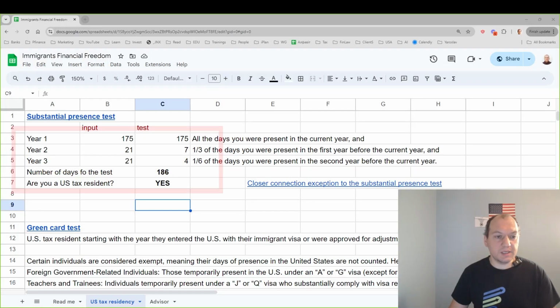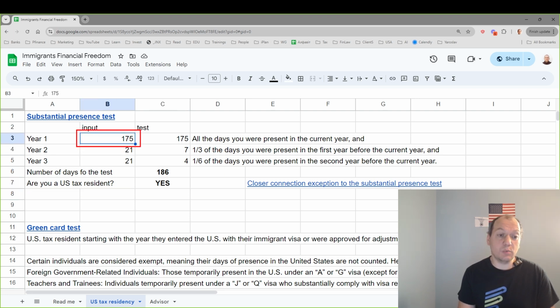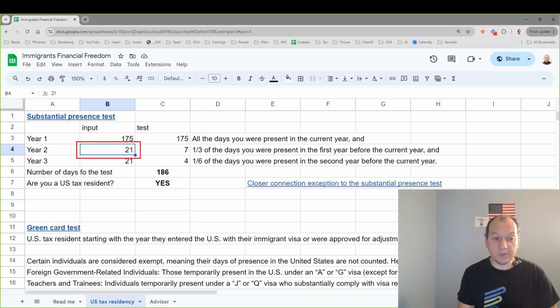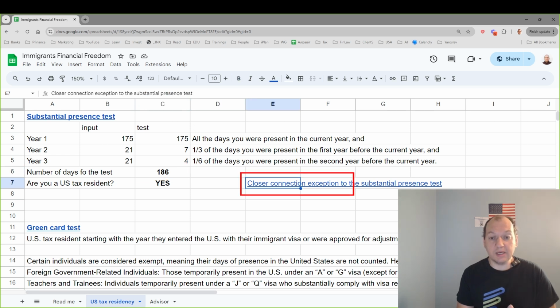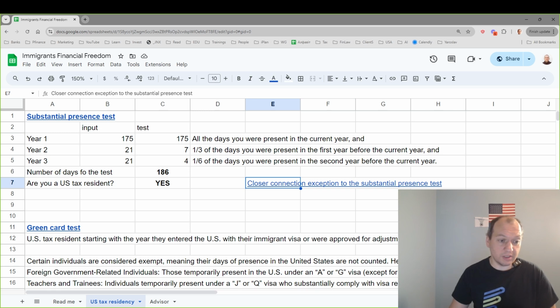As you can see on my screen, here's the calculator you can use. You input your days for 3 years, and it will show you. In my case, you see, even though someone spent 175 days in year 1, he still spends 3 weeks in years 2 and 3, so that makes him a US tax resident, unless there is a closer connection exception to the substantial presence test, which I'm giving you a link to.